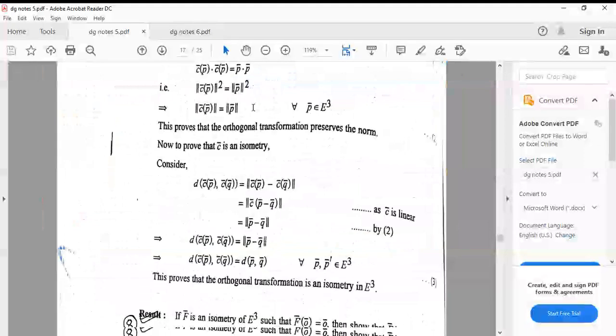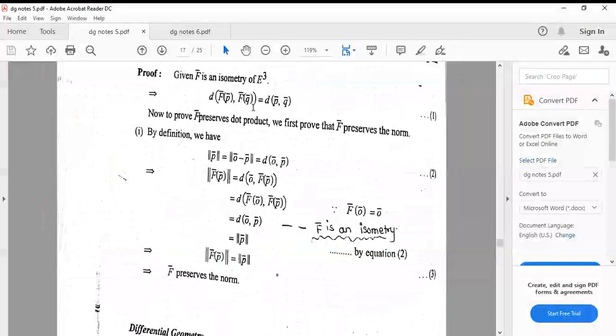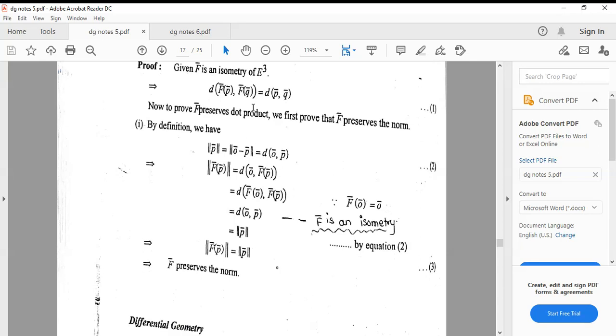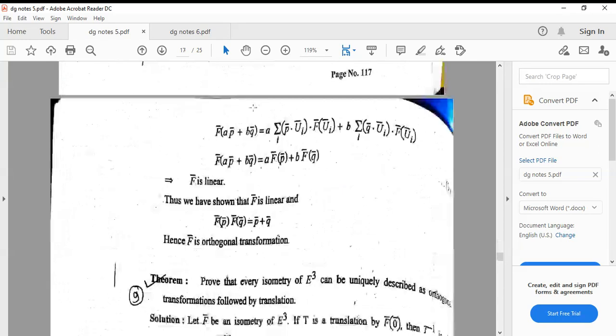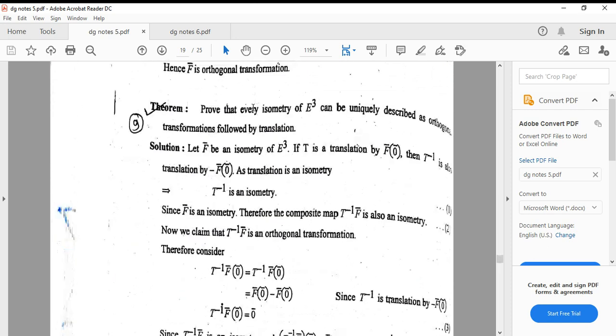After that we have proved that an orthogonal transformation is an isometry. But if an isometry wants to be an orthogonal transformation, it should keep the origin as it is, because if you see a translation, in a translation every point is moved by some fixed distance. That is, a translation is a type of motion, a function that moves every point in a specified direction by a specified constant vector.